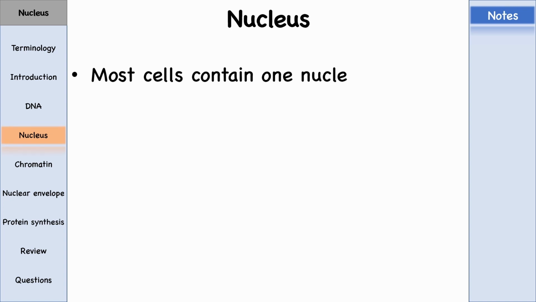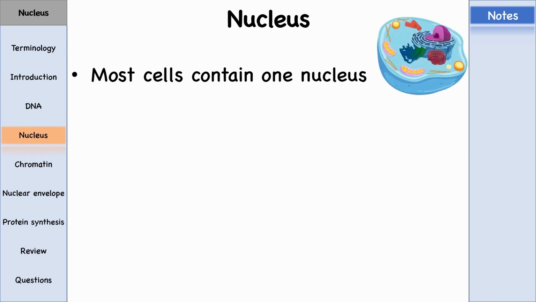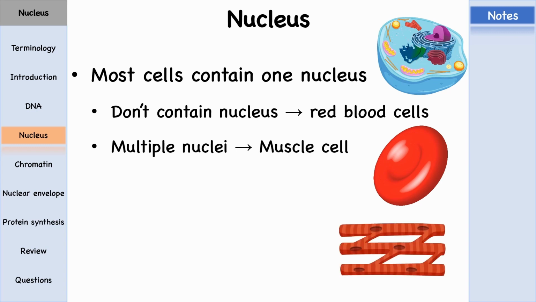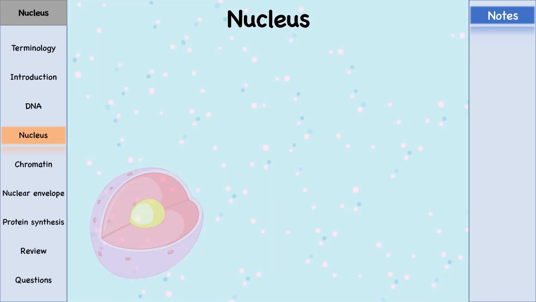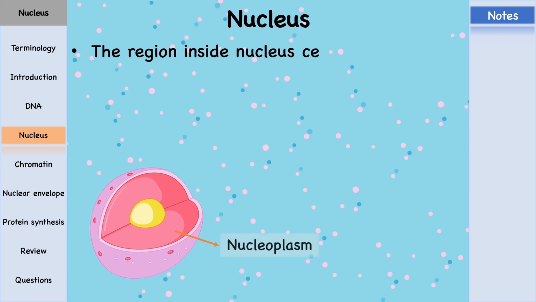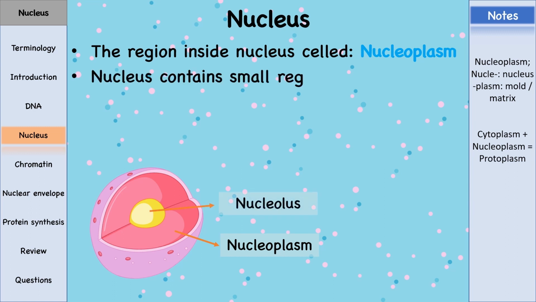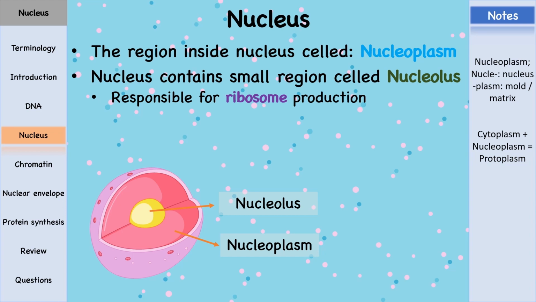Most cells contain a single nucleus, but some do not contain a nucleus inside, such as red blood cells. And some contain many nuclei, such as muscle cells. The region inside the nucleus is called the nucleoplasm. The nucleus contains a small region called the nucleolus. It is responsible for the production of ribosomes, which are involved in the process of protein synthesis.